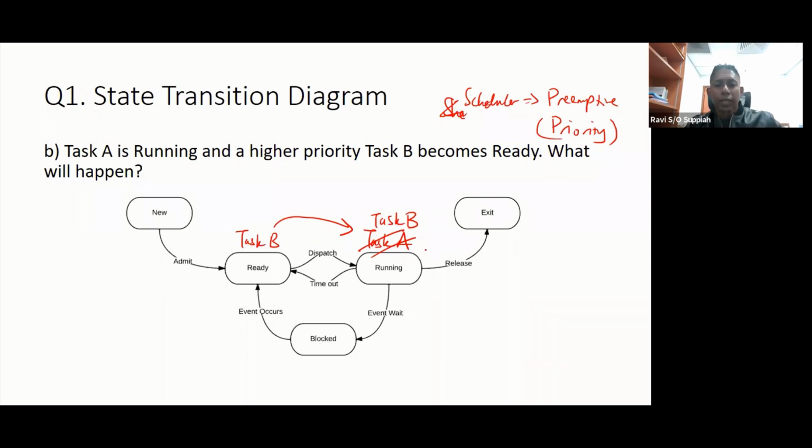Okay, so task A, if it was running and task A did not try, it was not a scenario where task A tried to get something it couldn't get, correct? It is just the case where somebody more important came along. So since somebody more important came along, that person is going to use the CPU while task A transitions to the ready state. So task A will come here.